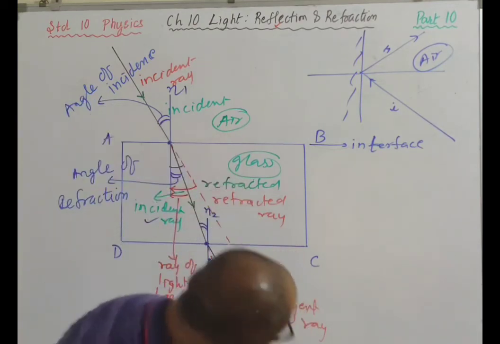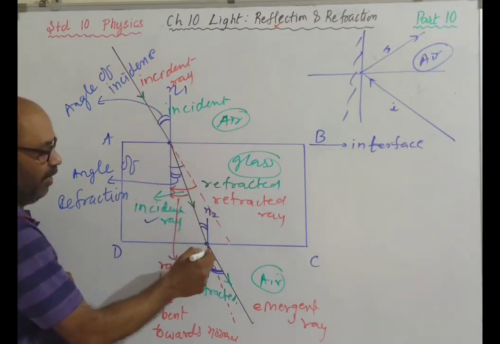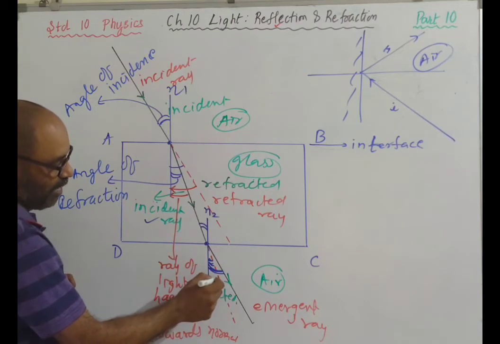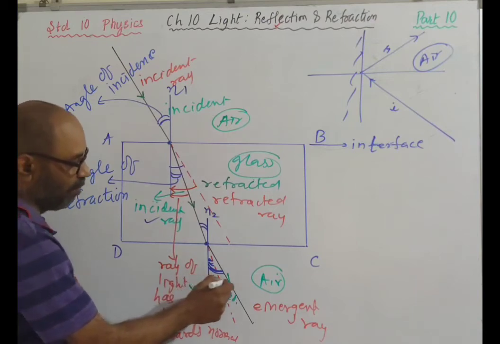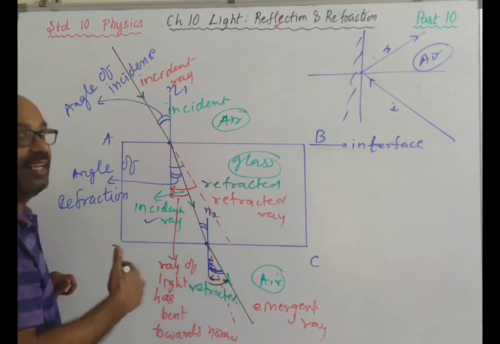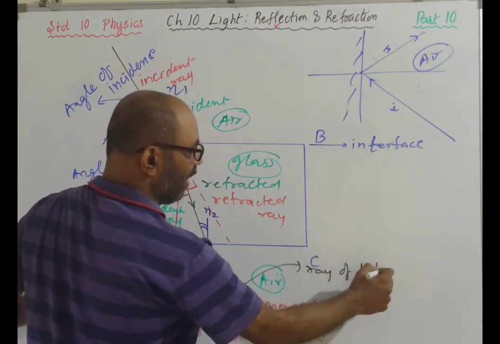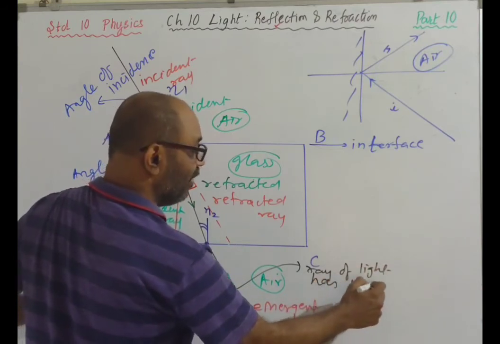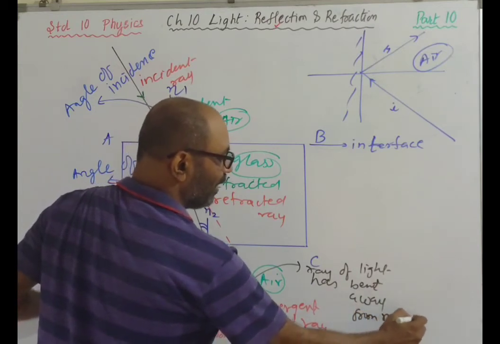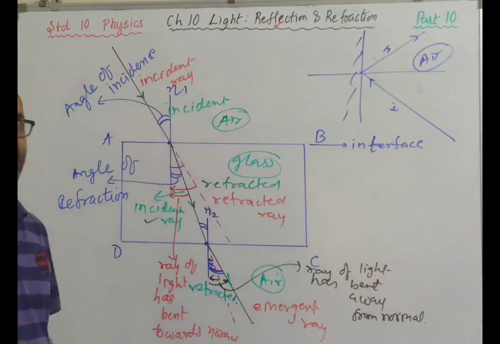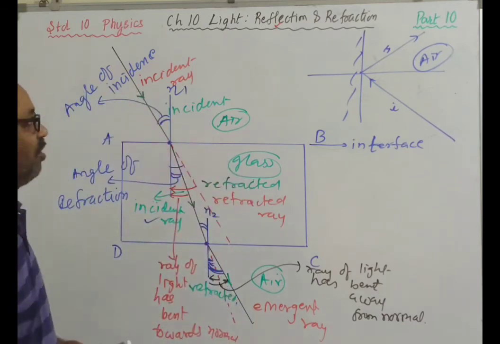Alright, now look here. This incident ray in the glass should have traveled straight like this, so the angle of refraction should have been that much, but it has become this big. So the angle has increased. So here you can say the ray of light that was refracted has bent away from the normal. Are you getting me, children? This ray of light has bent away from the normal. So that is the second law of refraction of light.